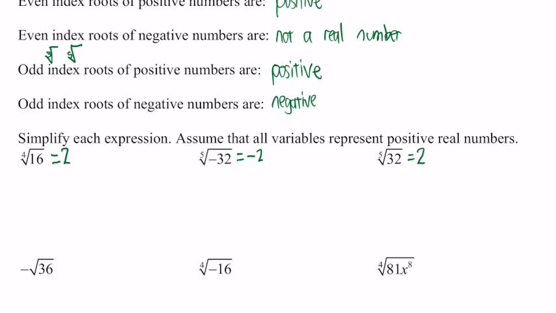Now make sure you understand the difference between the next two problems. If we have negative square root of 36, here, when there's a negative at the front of the problem, stick a negative at the front of your answer. And the square root of 36 is 6, so negative 6 is our answer in this case. But when we see the fourth root of negative 16, here we have an even index root of a negative number. We can stop right there and say not a real number.